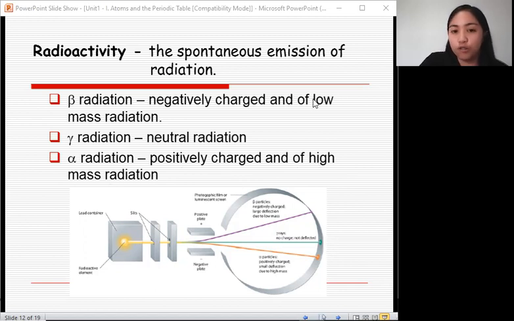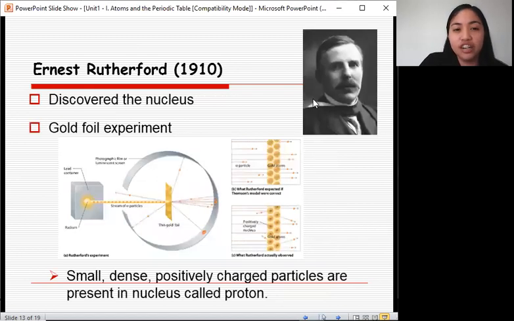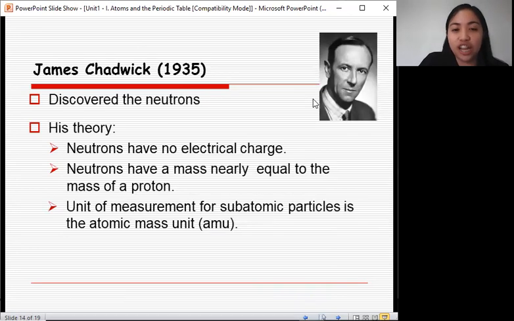Okay. So, Ernest Rutherford discovered the nucleus. So, iyahang experiment nagamit siya og gold foil. So, sa iyang experiment, nakita niya nga na small, dense, positively charged particles nga present sa nucleus and iyang gitawag og proton. So, si James Chadwick, siya ang nakadiscover sa neutrons.